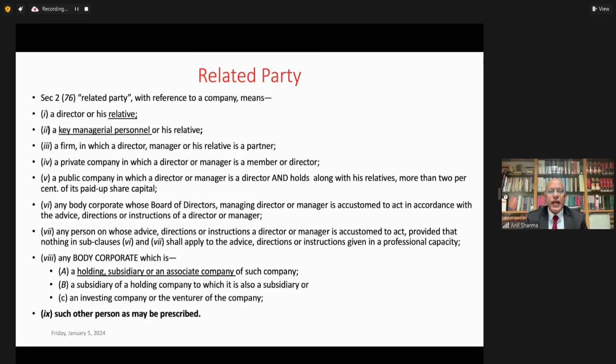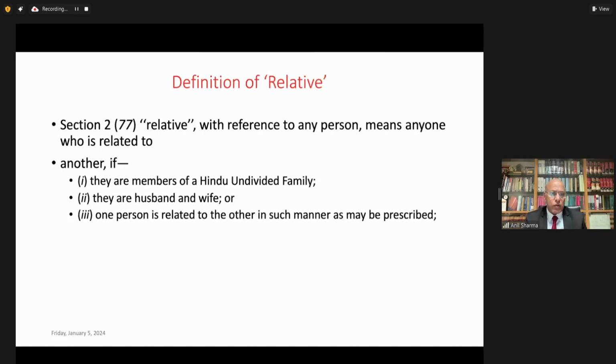Holding, subsidiary, associate, all these terms are defined. So let's have a quick view of these entries. For example, the relative is defined in clause 77 of section 2. There you can see any person means anyone who is related to another if they are members of a HUF, they are husband and wife, or one person is related to the other in such manner.